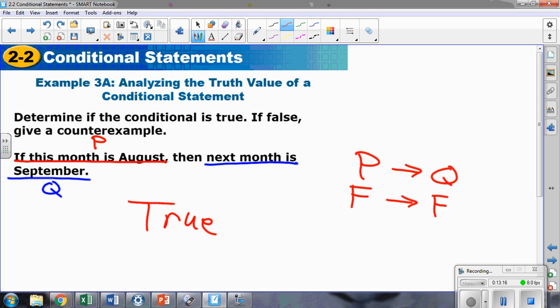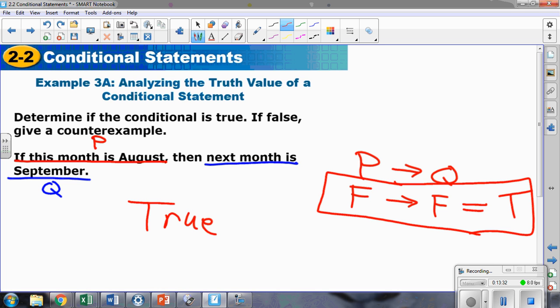Here's one of the pieces that you need to be aware. I want you to write this down. This is something you need to remember. False implies false. That is overall true. That is something that you need to recognize. We will look with more examples into this relationship and other relationships further.